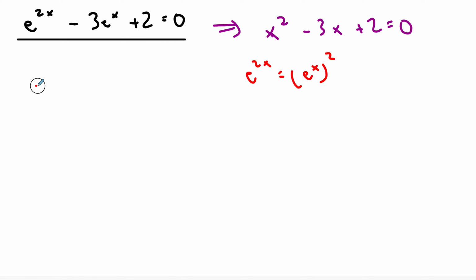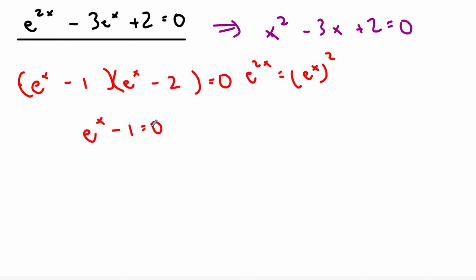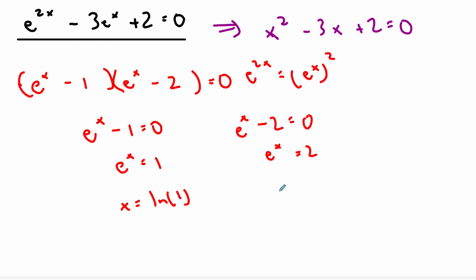Well, we could factor this. To get e to the x squared, we'd have to take an e to the x times an e to the x. And factoring works like normal. What times what is 2, that adds together to get a -3? Why, a -2 and a -1. This then gives us not 1, but 2 possible equations. So e to the x equals 1, or e to the x equals 2, which means that x is equal to the natural log of 1, or x is equal to the natural log of 2.